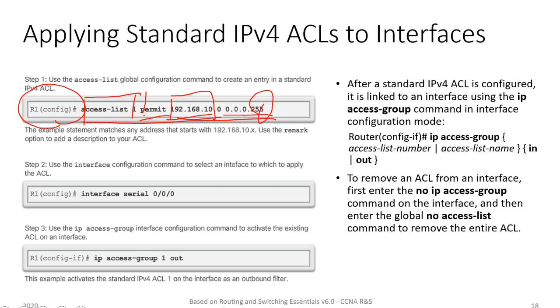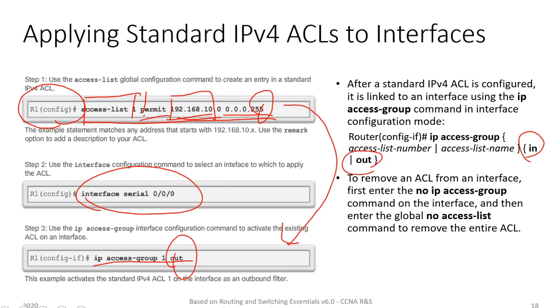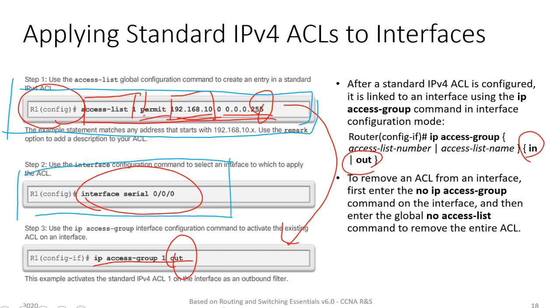Then we would have to go into a particular interface, and to that interface we can apply the particular access control list as an outbound rule. We can specify either an inbound or outbound rule for that particular interface. So first we create the access control list itself with a number of rules. Then we go into an interface and associate that list as either an outbound rule or an inbound rule.